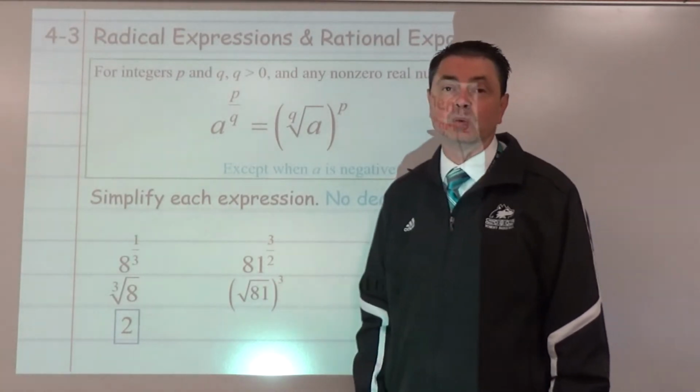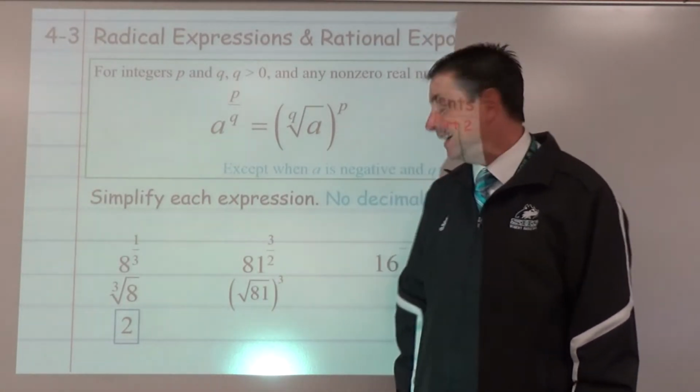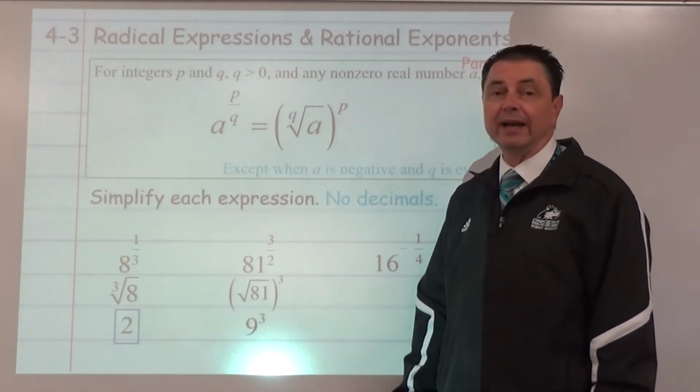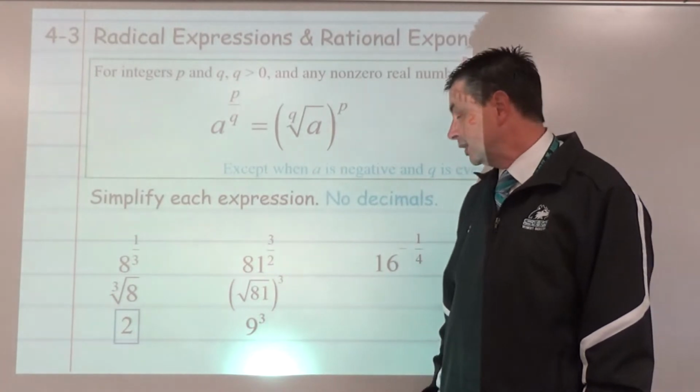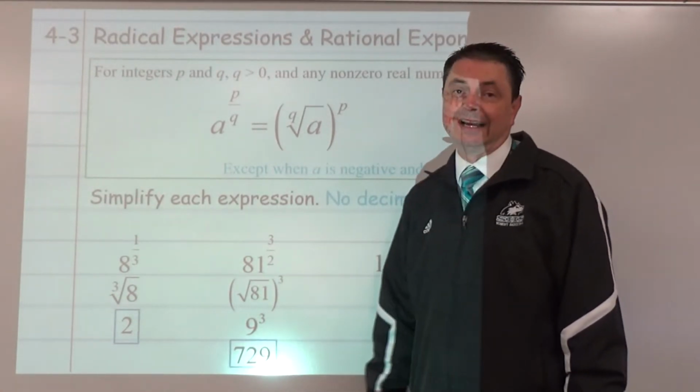What's the square root of 81? We know that to be 9. 9 to the 3rd power. Might need calculator help on that. You can type that in, you get 729.